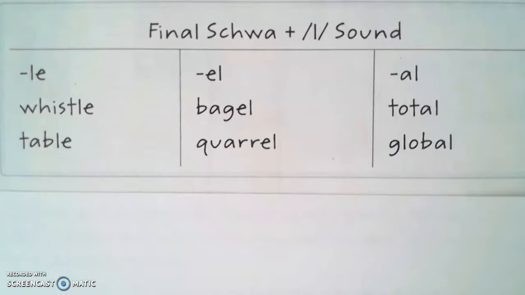So the word can end with an LE, as in whistle or table. The word might end with an EL, such as bagel and quarrel, or the word might end with an AL, such as the words total and global. But they all contain that final schwa plus the L sound.